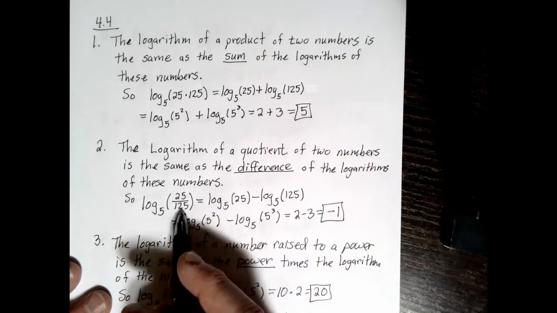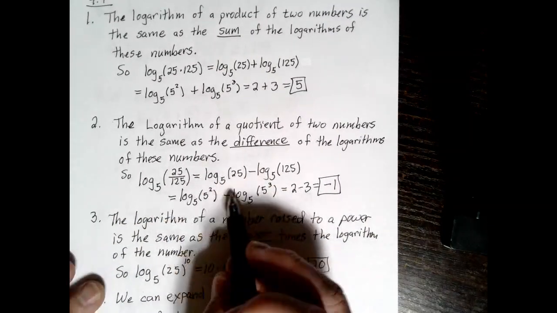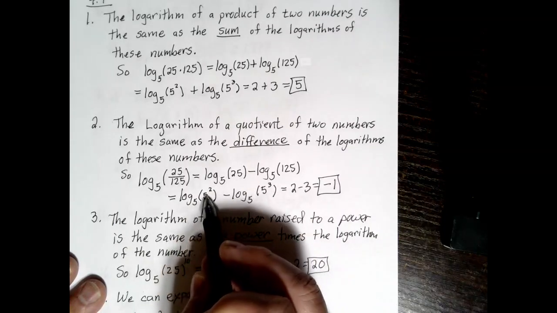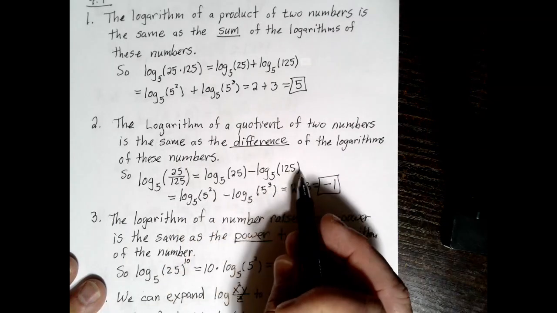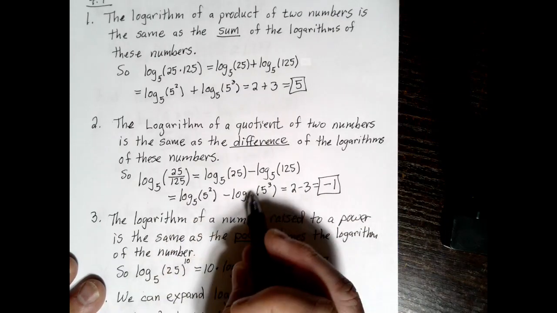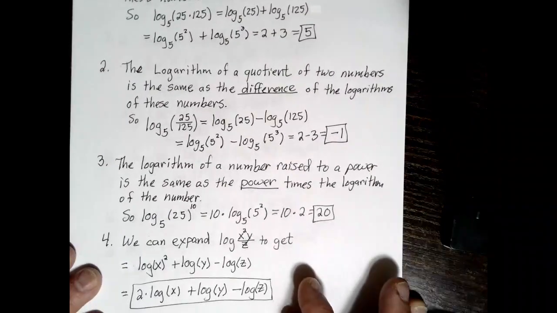The log of a quotient of two numbers is the same thing as the difference of the logs. So log of division equals subtraction of logs. And now, like before, log base 5 of 25 is log base 5 of 5 squared. Log base 5 of 125 is log base 5 of 5 cubed. This becomes a 2, that becomes a 3, and you subtract and you get an answer of -1.